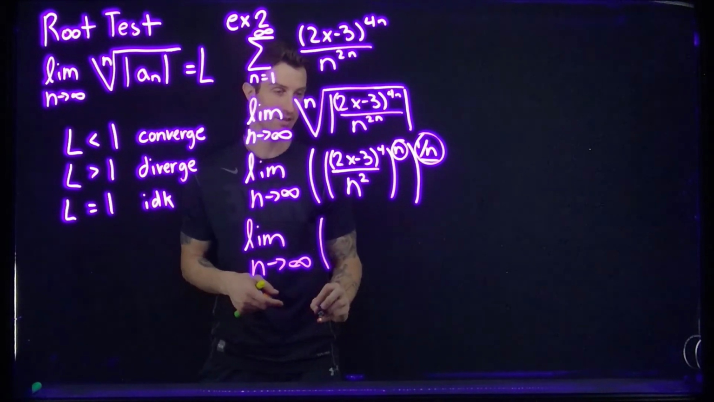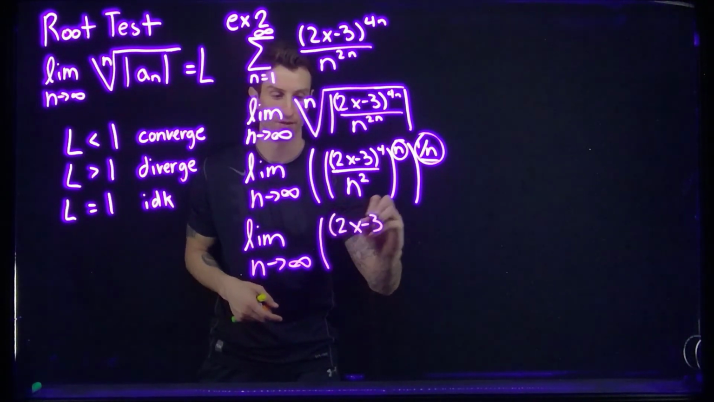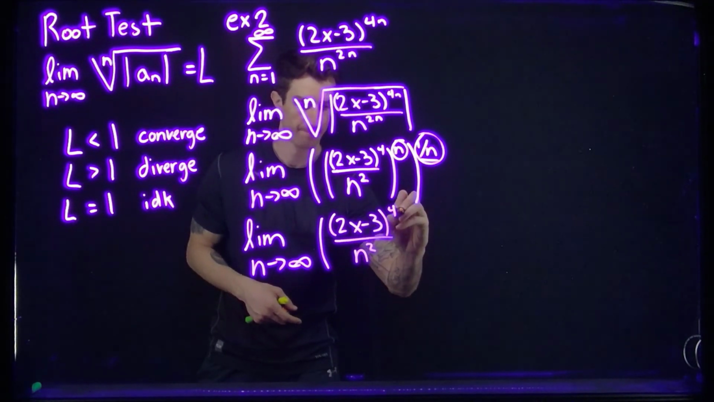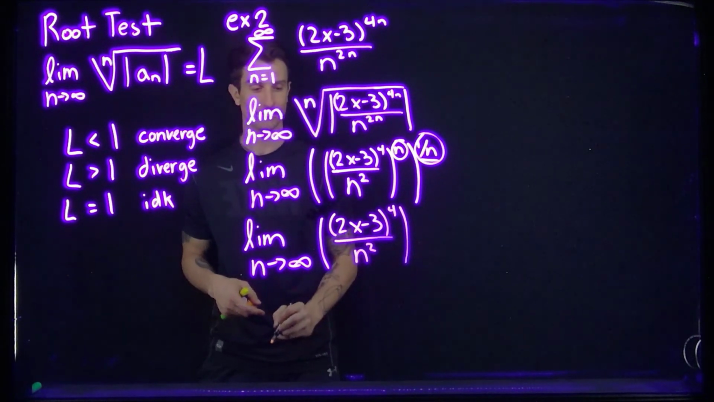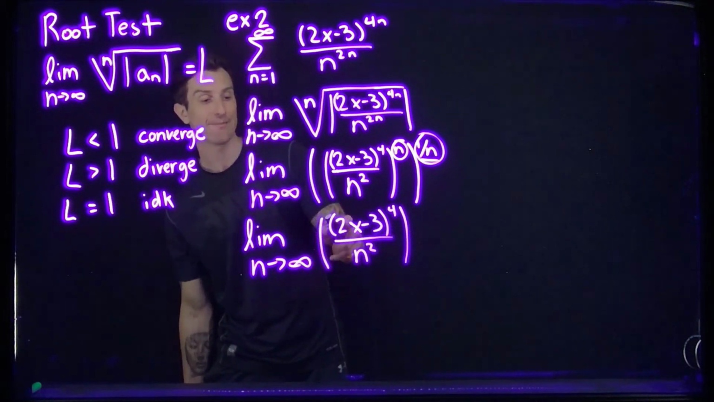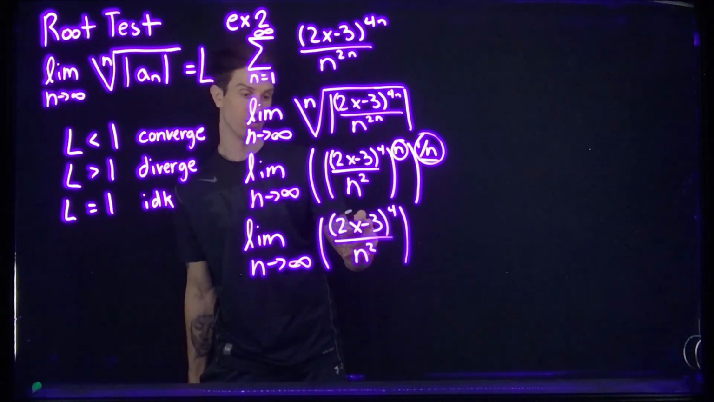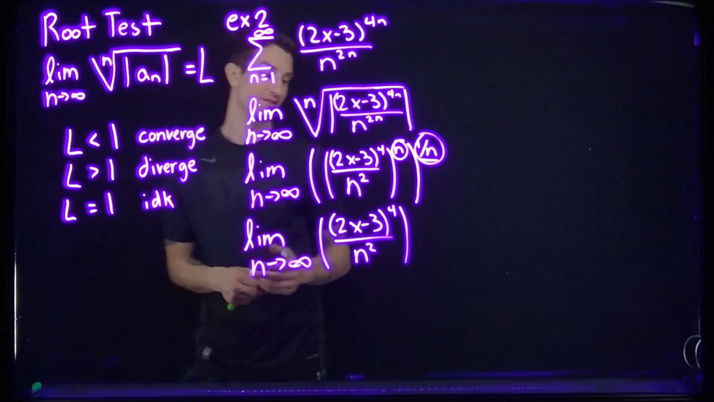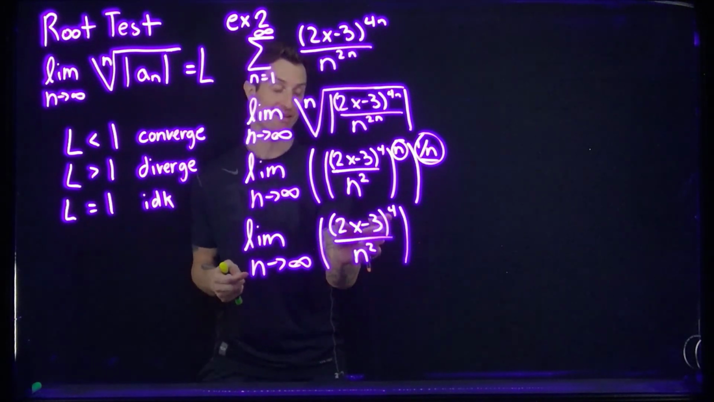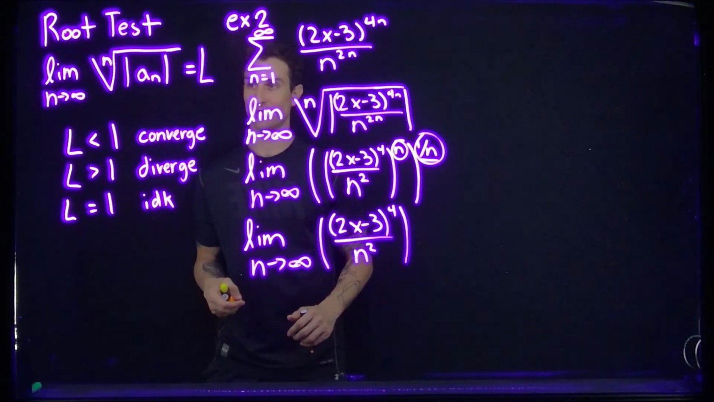So we just end up with 2x minus 3 to the 4th all over n squared. And what do we notice here is that n is going to get arbitrarily large. So it does not matter what x values we plug in here, this thing is going to go to 0. So no matter what x value you plug in, this thing is going to go to 0. If you don't believe me, again, we're not changing the value of x here. Even though I know it's a variable, we're only changing the value of n. We're only changing the value of n.